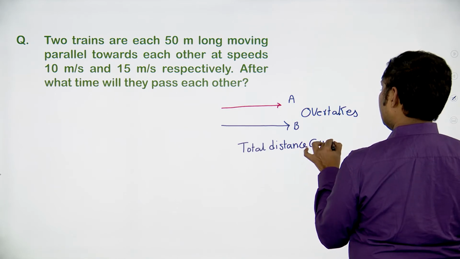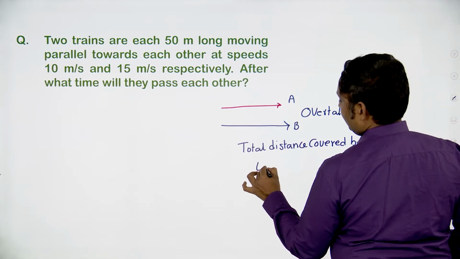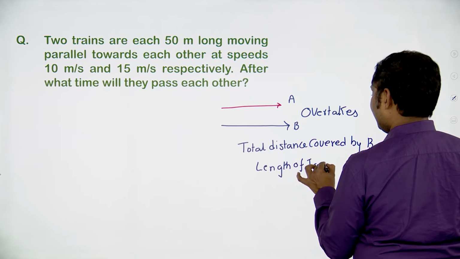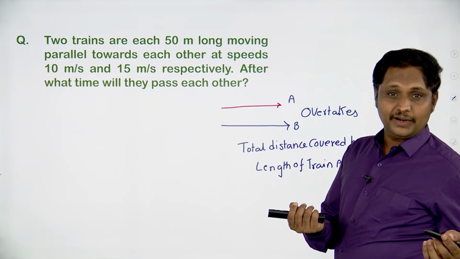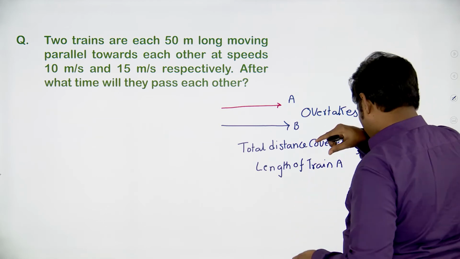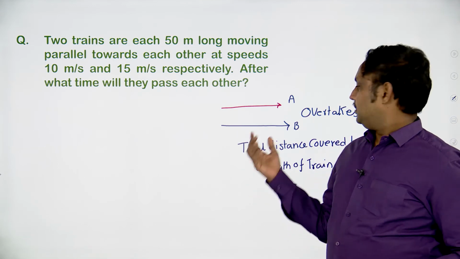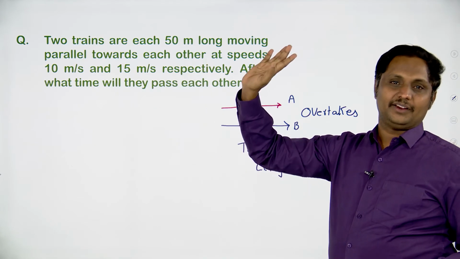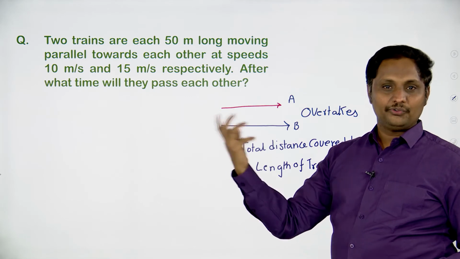Covered by B. Just that is going to be the length of train A. Suppose they have given a limited time interval, say 5 seconds or 10 seconds, in which it has been crossed. The time taken by the second train to cross the first one is going to be, suppose, 5 seconds or 6 seconds. And they are going to have their own speeds also.